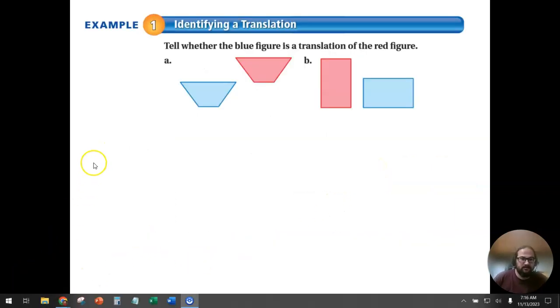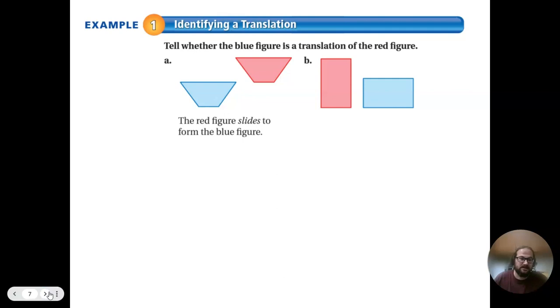So for our first example, we're going to tell whether the blue figure is a translation of the red figure. And we can see that if we take the red figure and slide it down and to the left, it will match up with the blue figure. So since the red figure slides to form the blue figure, the blue one is a translation of the red one.